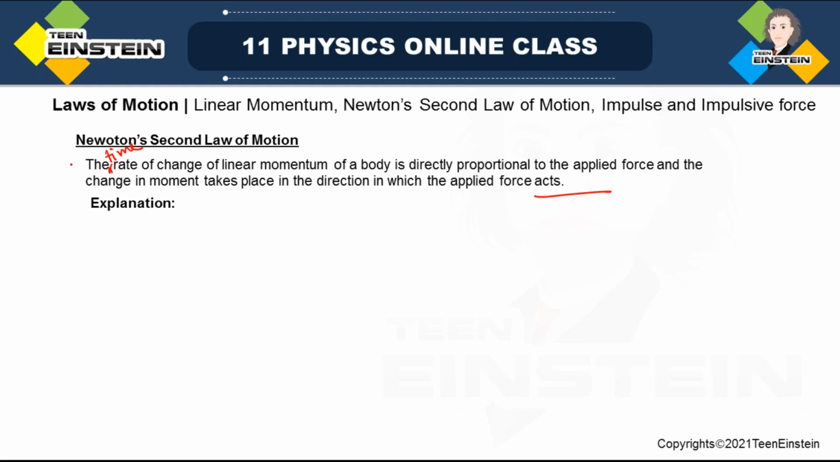This is the statement of Newton's second law of motion. The time rate of change of linear momentum of a body is directly proportional to the applied force, and the change in the momentum takes place in the direction in which the applied force acts. So this is the statement of the law. Now I'll try to explain what it is.